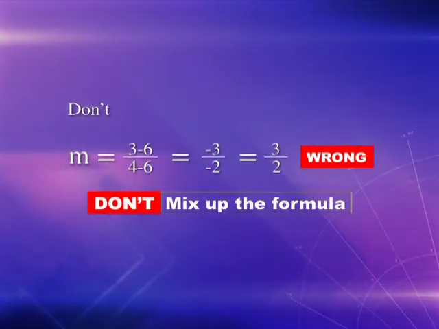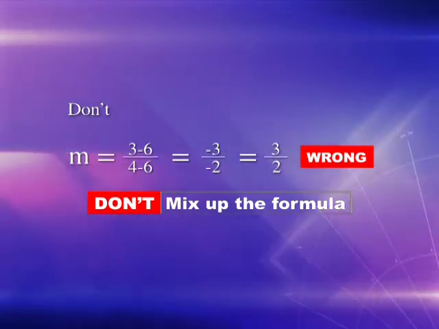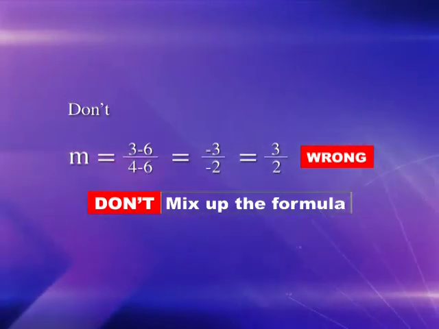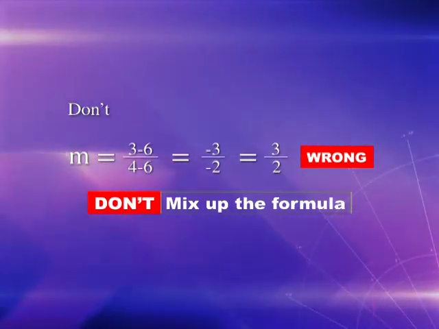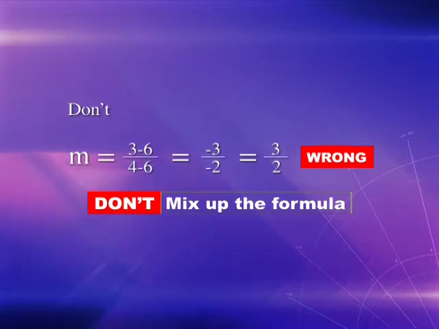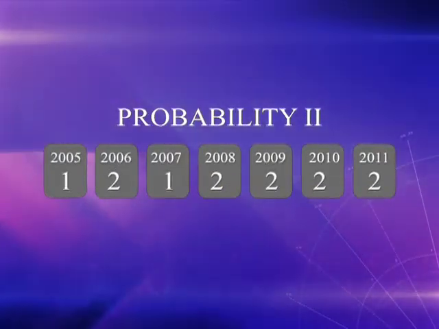Here's what you don't do. M equals 3 minus 6 over 4 minus 6 equals -3 over -2 equals 3 over 2. Don't mix up the formula. This is wrong. There are 1 to 2 questions in probability 2 in paper 1.